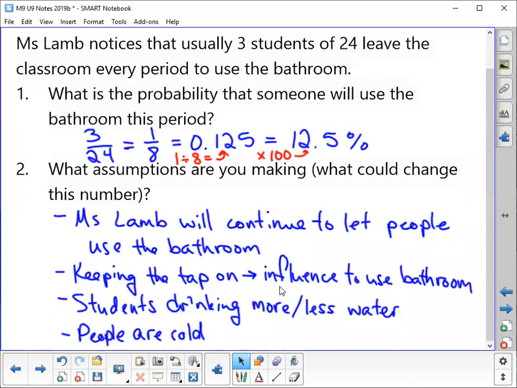Maybe if I leave the tap on and let the water run to clean fish tanks or whatever, that sound of water might influence more people to use the bathroom. Maybe students all came with tea that day, and tea will make you use the bathroom. Or maybe people are cold. Also, if you're cold and you want to warm up, a good way is to use the bathroom. It's weird. Your body needs to spend energy heating the water in your bladder. And so if you get rid of that water in your bladder, your body doesn't need to expend the energy heating it, and it just heats you up more. So there's some handy tips there.